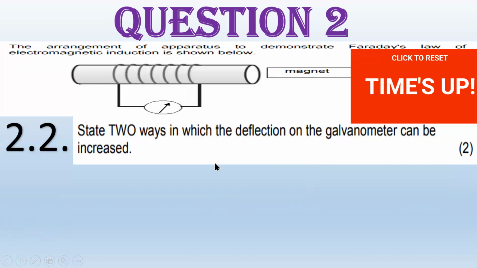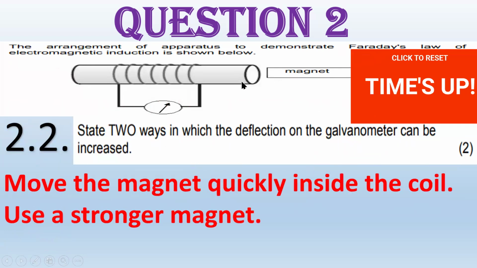First of all, you can increase the number of turns to get more current, or you can use a stronger magnet, or move the magnet quickly inside the coil. The magnet will quickly go and come back. So we have three options, and they ask you only two. So this is our answer for question 2.2.